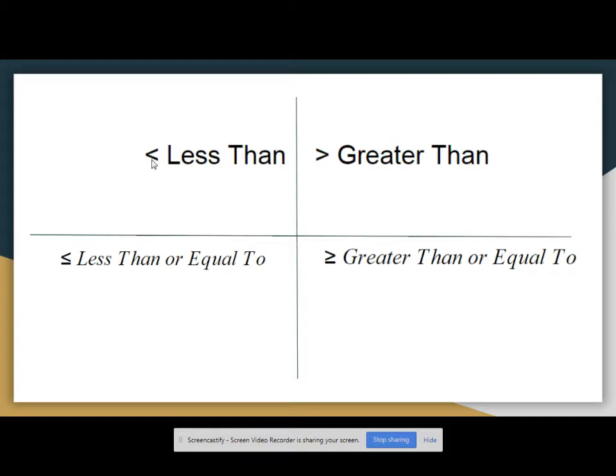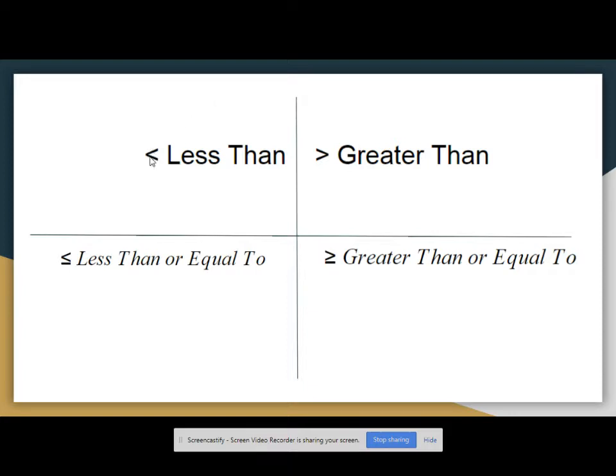This symbol here means less than. The symbol here means greater than. The line underneath it means less than or equal to, and the line underneath it here would mean greater than or equal to. One way that I know people remember it is it points at the smaller number.